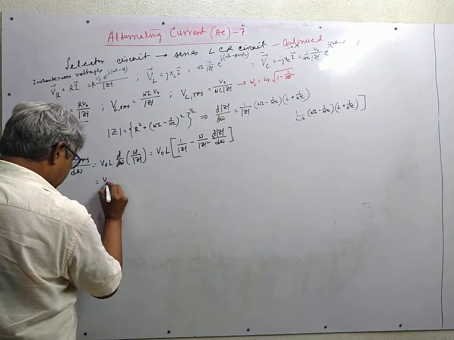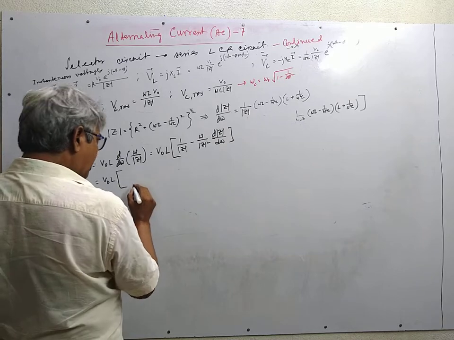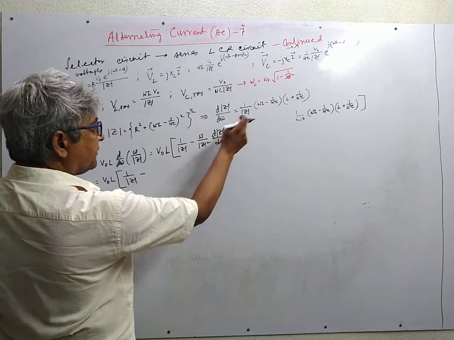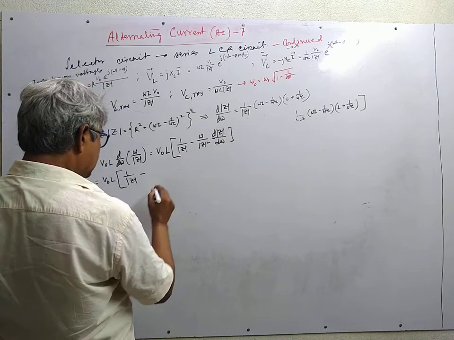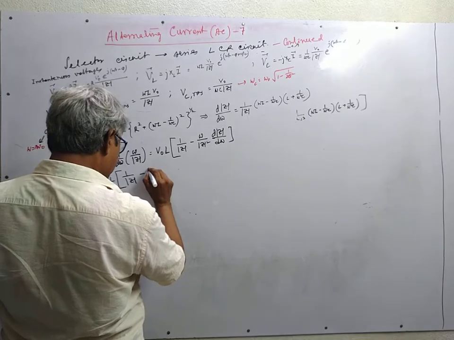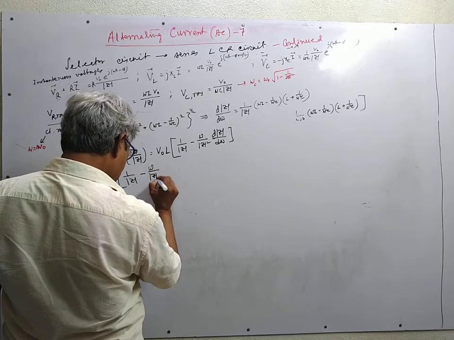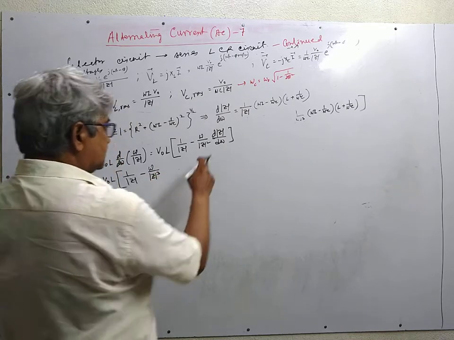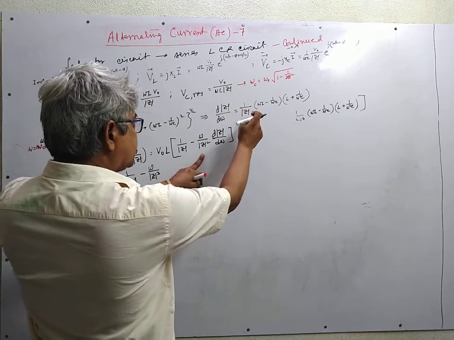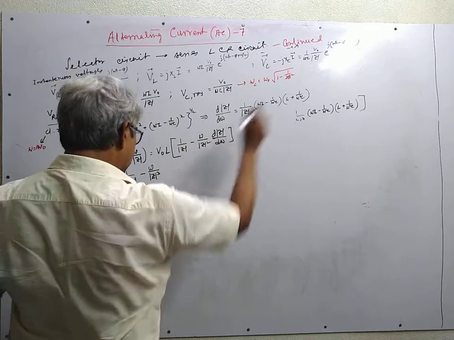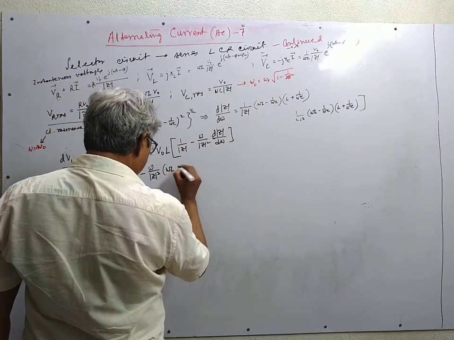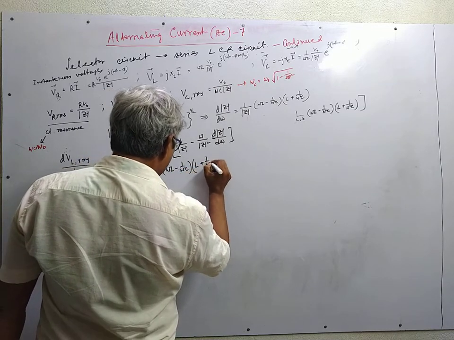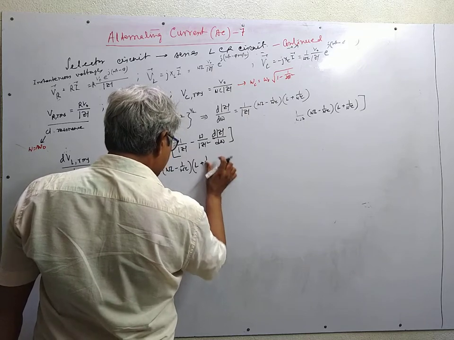So V0L by mod z, then this part is omega by mod z cube, this is omega mod square, and there is another term, and then it follows by omega L minus 1 by omega C into L plus omega square C.